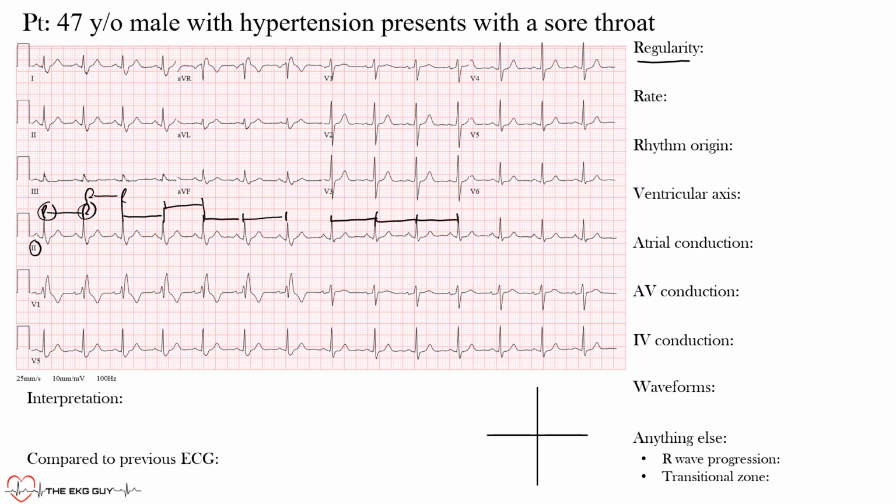In general, actually, these are quite regular. It is quite a regular rhythm. The intervals tend to be quite consistent. If you were to measure these P waves, that might be even easier to use. You would see that these P waves are regular throughout. So overall, this is what we would call a regular rhythm.